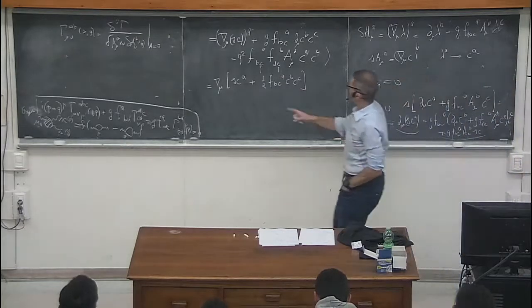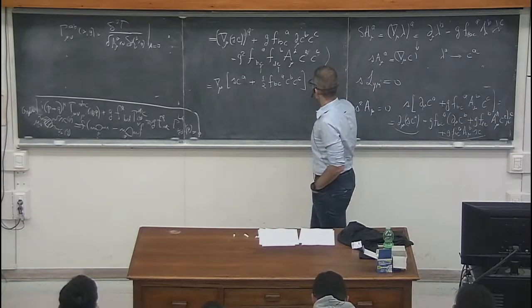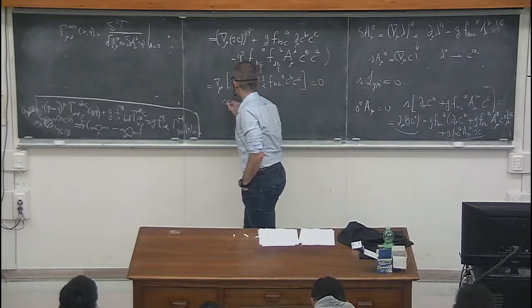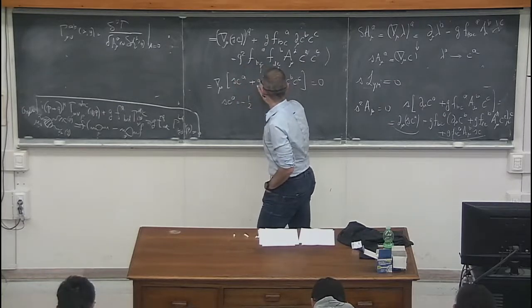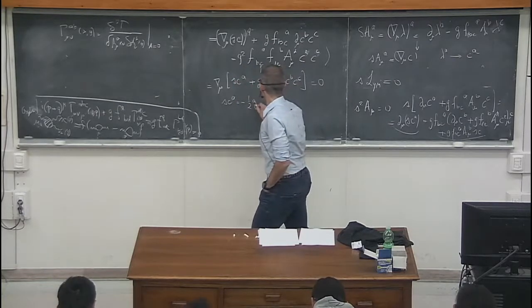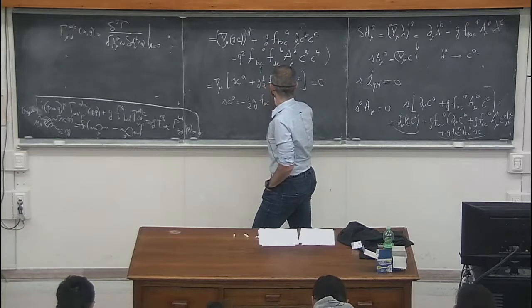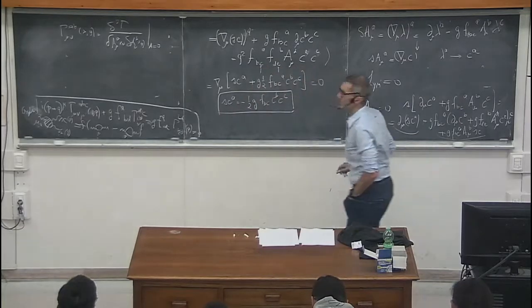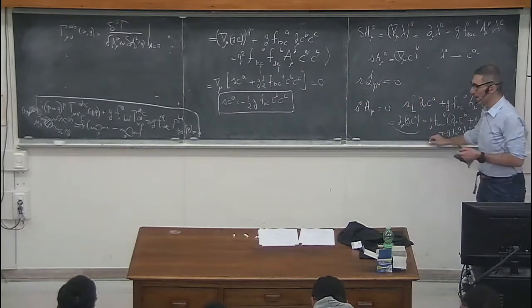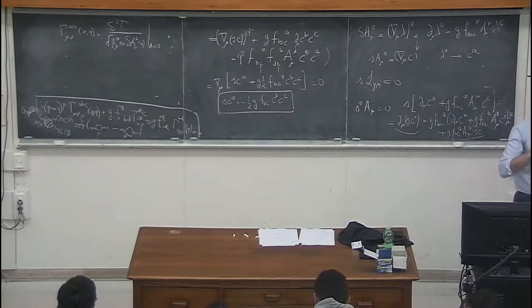Finally, I want to make this equal to 0. Okay, so then I find out that the BRST variation of C^A is equal to minus half, and I forgot that there is a g here, g F^A_BC C^B C^C. So this is the famous nonlinear transformation for the ghost field.